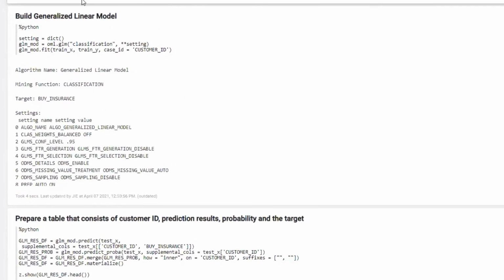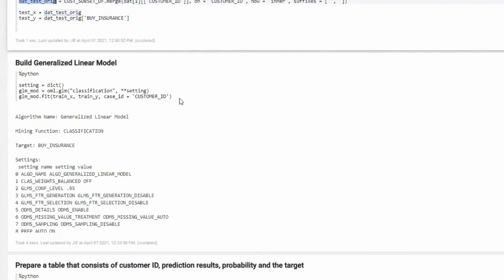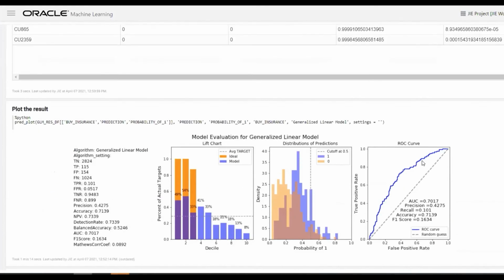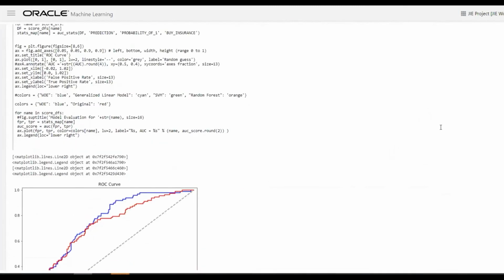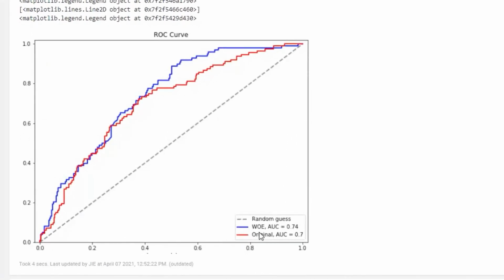The same thing here, we build the generalized linear model, keep the original training data, and we get the results. So this is using the original data without any transformation. Now we can see that this is lower. And that means our weight of evidence actually gives us a boost in performance. And we can get a better view, right? We can plot the ROC curves together here. The blue curve is the weight of evidence. It gives us some boost.